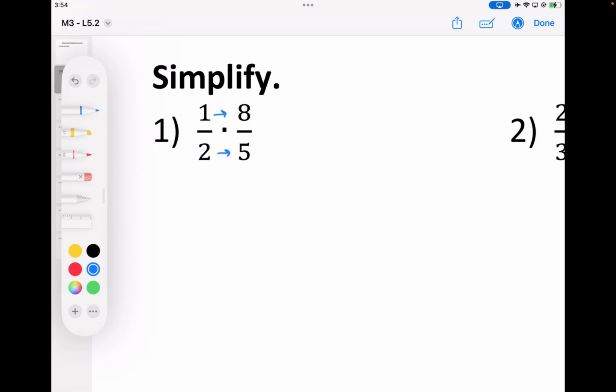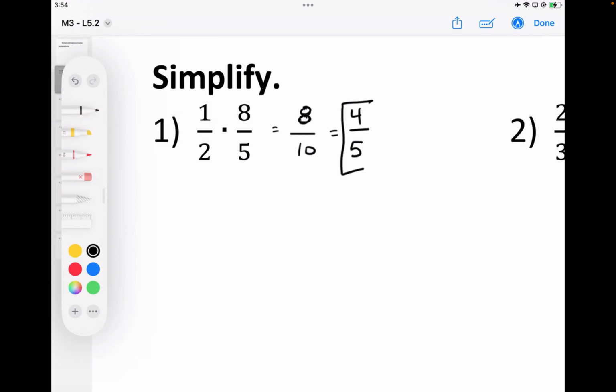So 1 times 8 is 8. 2 times 5 is 10. And then you can simplify. 8 over 10, both are divisible by 2. So 8 divided by 2 is 4. 10 divided by 2 is 5. So you end up with 4/5.